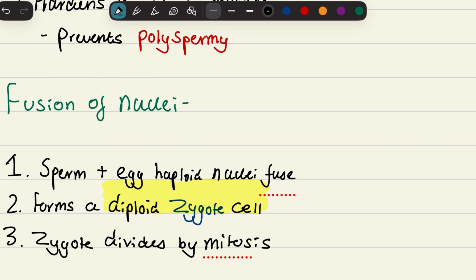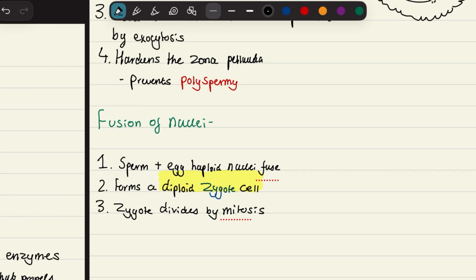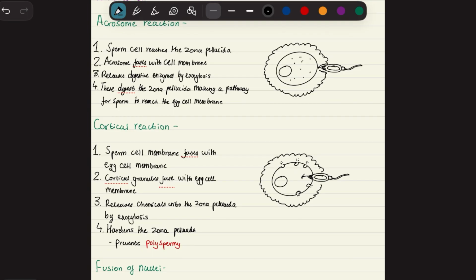And then that zygote is going to continue to divide by mitosis, eventually become an embryo, the whole shebang, and then you get a human, yeah? Hope that made sense in terms of the stages of fertilization.